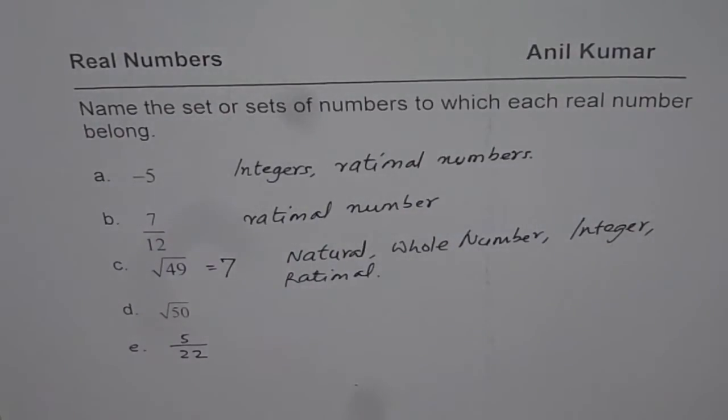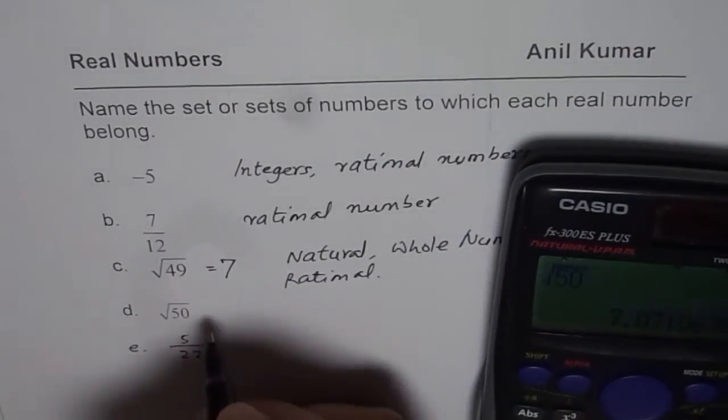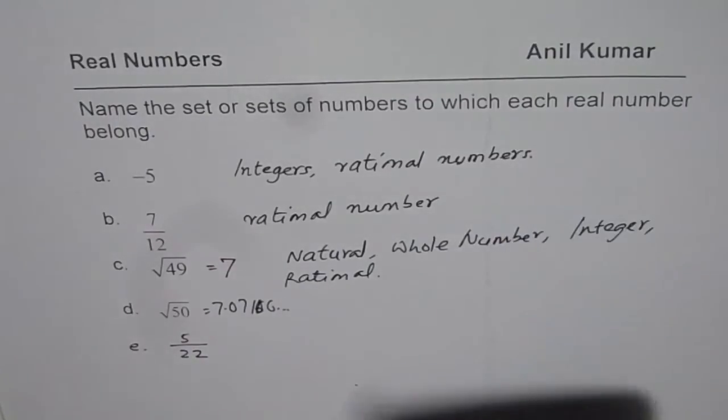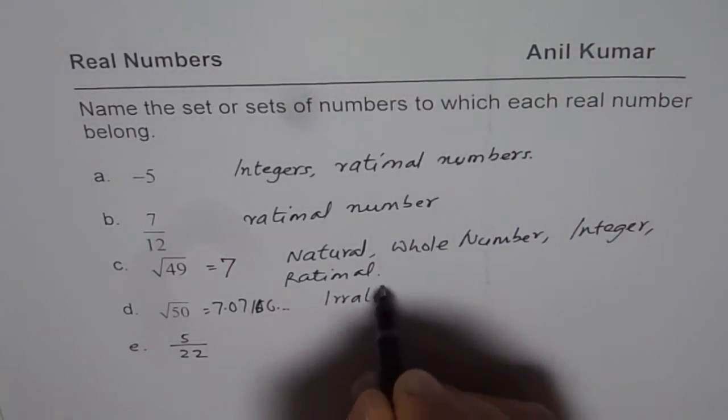Now square root of 50. If I write square root of 50 in decimals, what do I get? Square root of 50 in decimals is equal to 7.0716106 something, but there is no repeating pattern, and therefore it is called an irrational number.